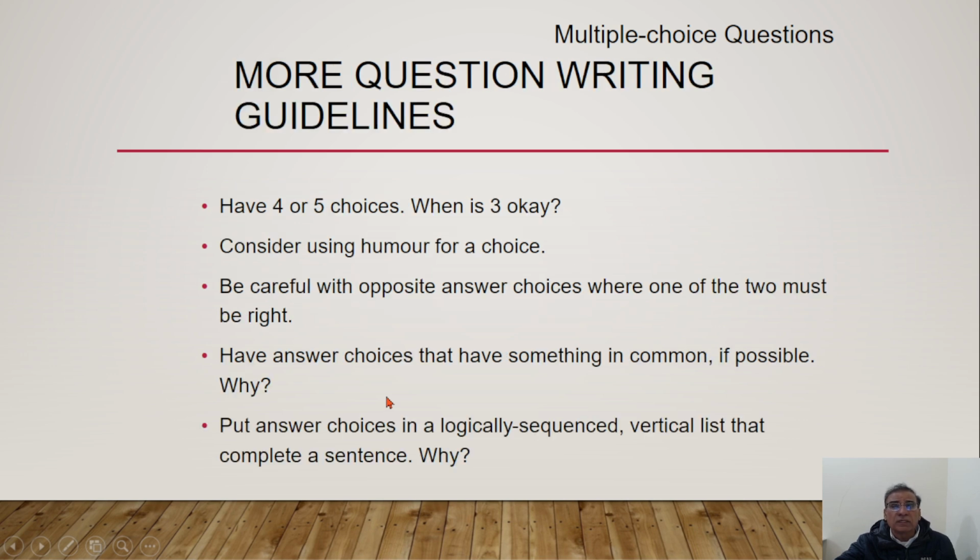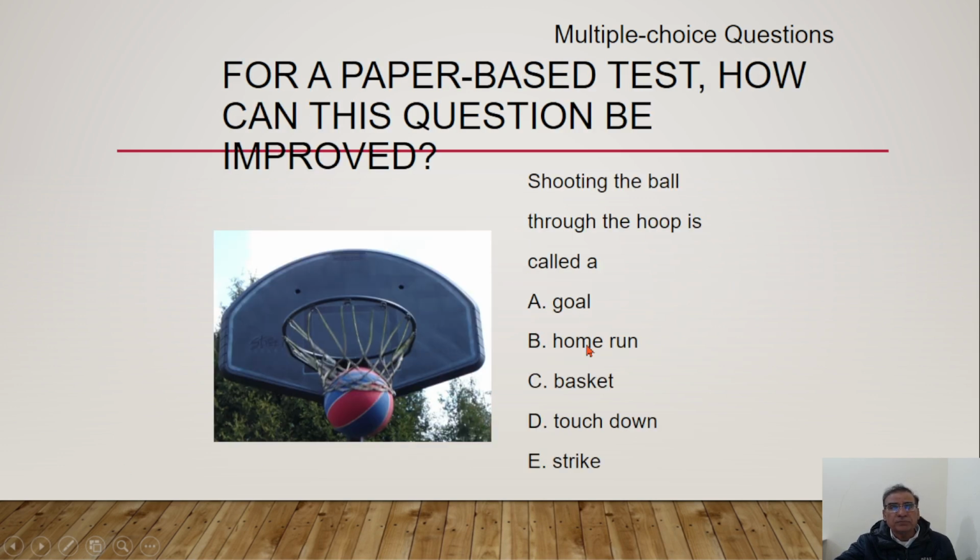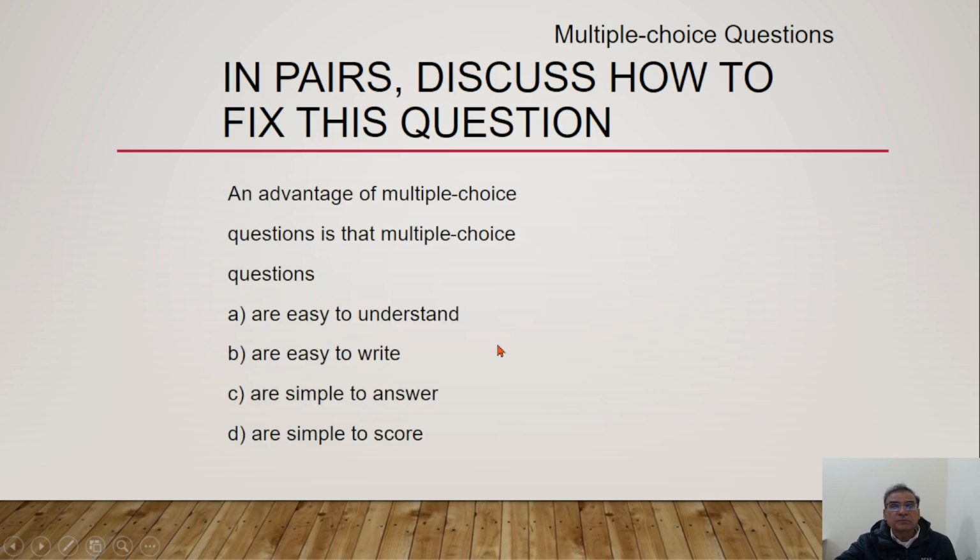More question writing guidelines. Have you used 4 or 5 choices? Why is 3 okay? Be careful. So these are the points. For a paper-based test, how can the question be? "Shooting the ball through a hoop is called a goal, home run, basket, home." So this is an example. In the paired discussion, how would you fix this question?